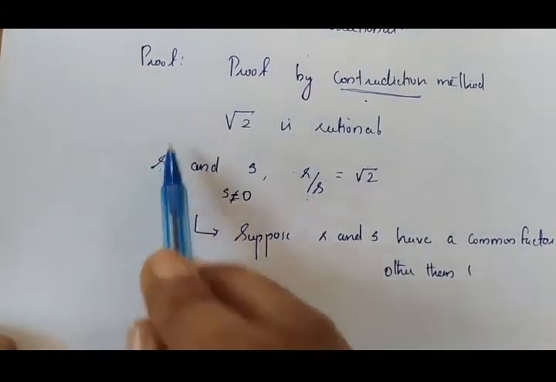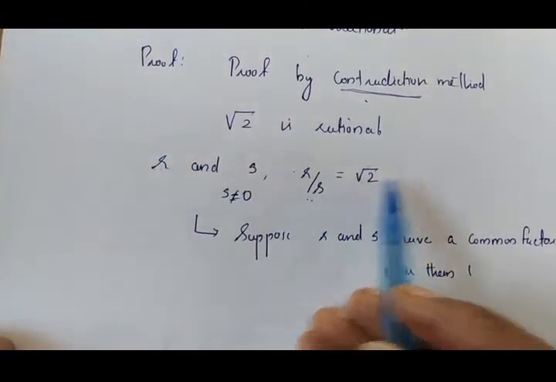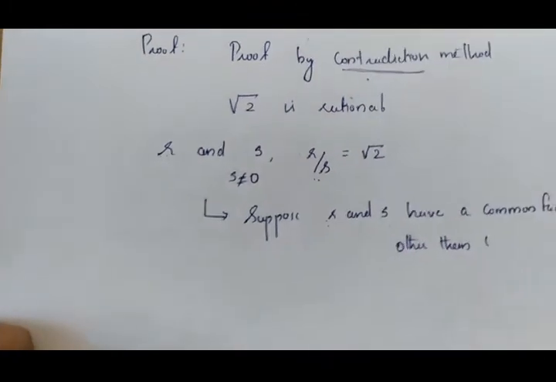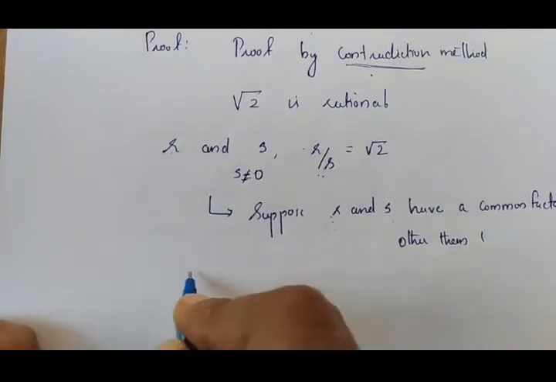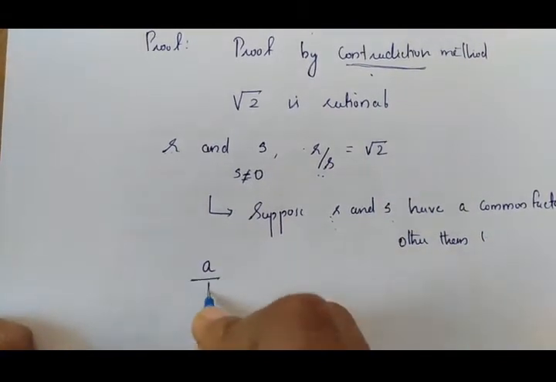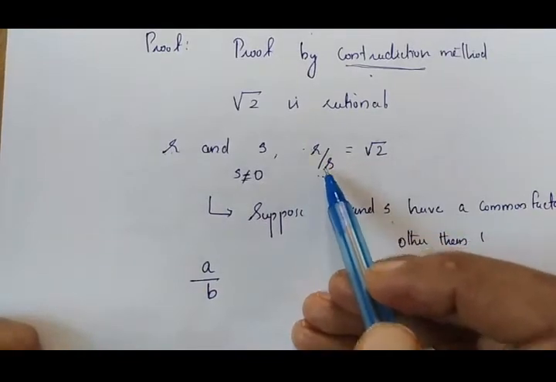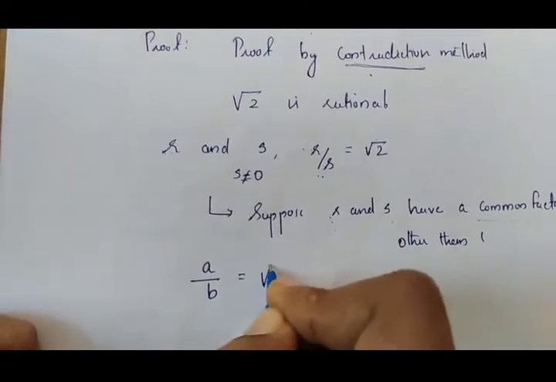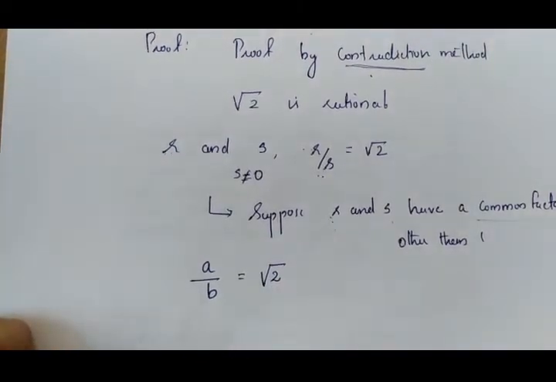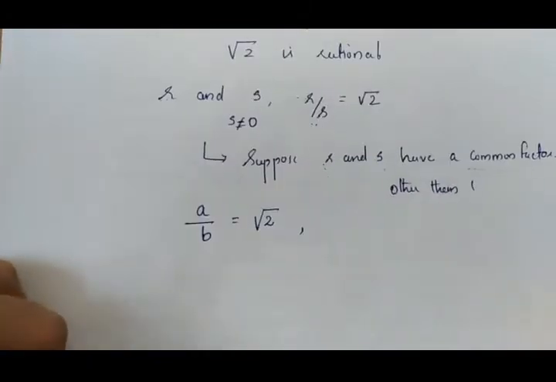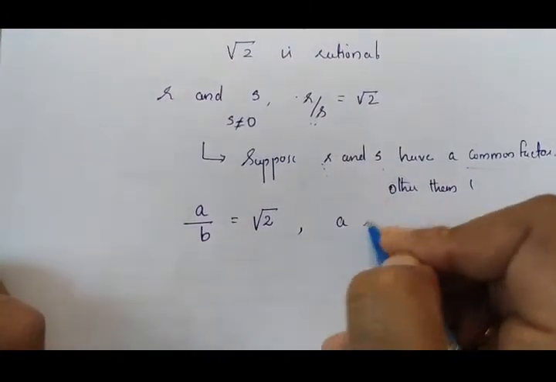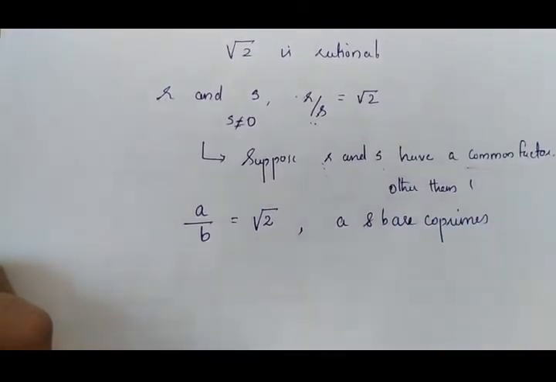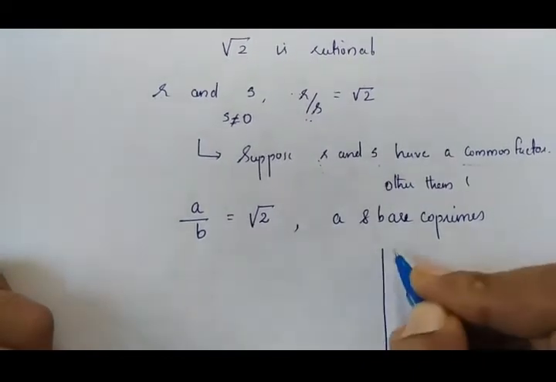Consider the numbers, we can take two numbers R and S. R divided by S is equal to root 2. Suppose these numbers have a common factor other than 1, then we can simply divide these two numbers by that common factor. When dividing R and S using this common factor, we get the values A and B. So A divided by B is equal to root 2, and A and B are co-primes.